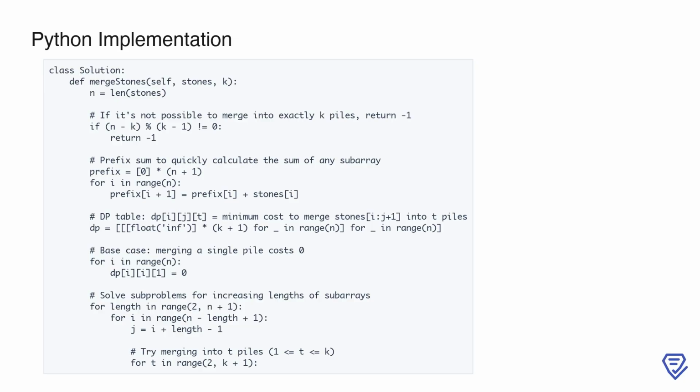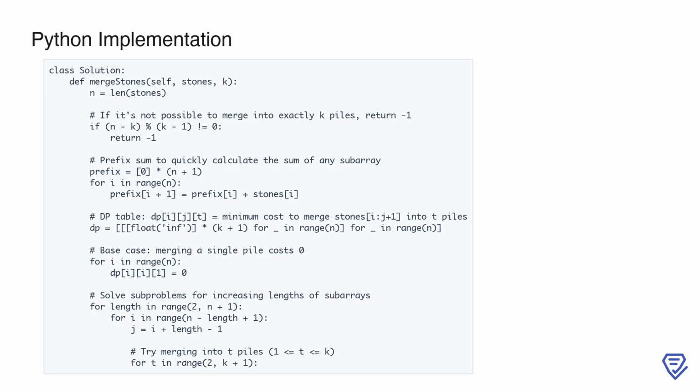Now, we define our dynamic programming table, DP. This is a 3D array where DP[i][j][t] represents the minimum cost to merge the stones in the range i to j into t piles. Initially, we fill this table with infinity, as we will be looking for the minimum costs. For the base case, merging a single pile always has a cost of 0, so for any i, DP[i][i][1] is set to 0. Finally, we begin solving for subproblems by iterating over increasing lengths of subarrays.